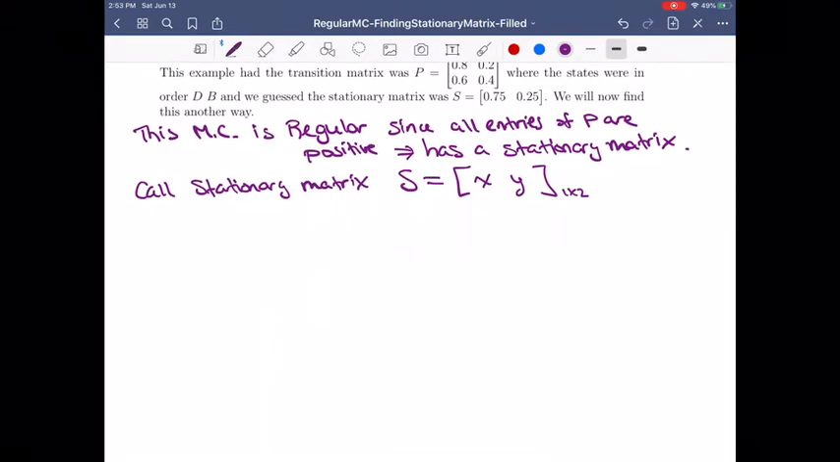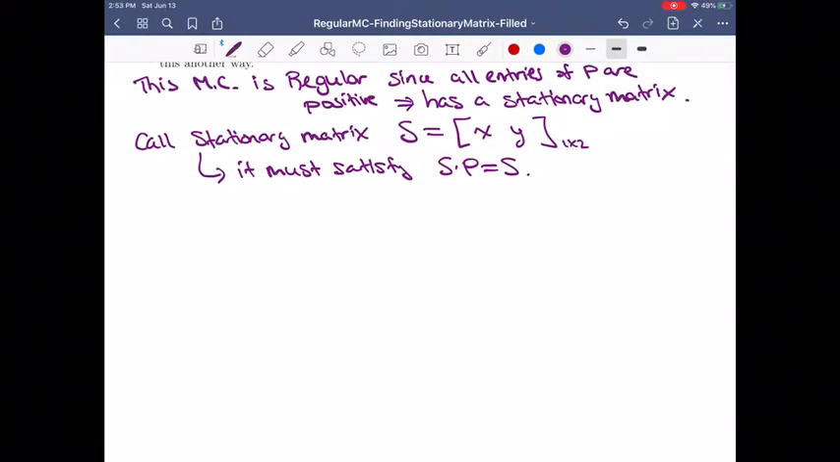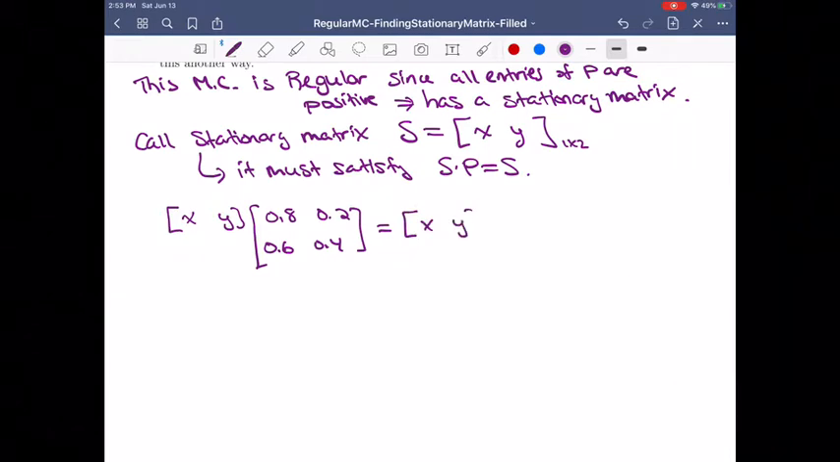Now since it's a stationary matrix, we know that it must satisfy the equation S times P equals S. So what does that mean? Well, if I take S times P, that's the matrix X, Y times my P matrix. And I should get my original matrix back, so X, Y.